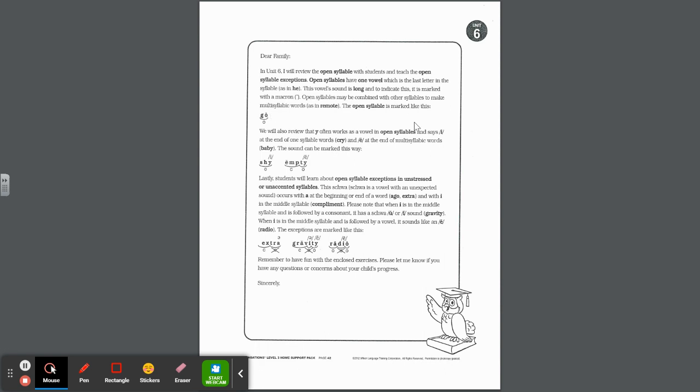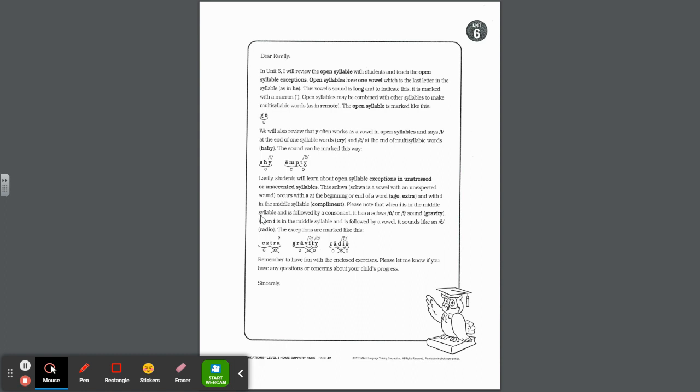Okay, so the macron is a straight line to indicate that it's a long vowel. We will also review that Y often works as a vowel in open syllables and says I at the end of a one syllable word, like in cry. And it also says E at the end of multisyllabic words, as in baby. The sound can be marked this way. Okay, so one syllable words that end with Y make the long I sound, so we write that up above. Multisyllabic words that end with Y often sound like E, so we write that it sounds like a long E.